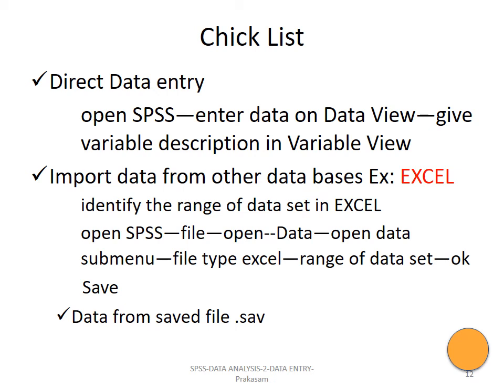For importing data, identify the data set in the Excel file; the most important thing is the data matrix range. Then open SPSS, File, Open, and the Data submenu will come. Identify the file type as Excel, give the range of the data set and say OK, and then save it. That is the most important thing. Directly also you can open SPSS and identify where the .sav file is which you require, and then click it, and it will directly transfer.